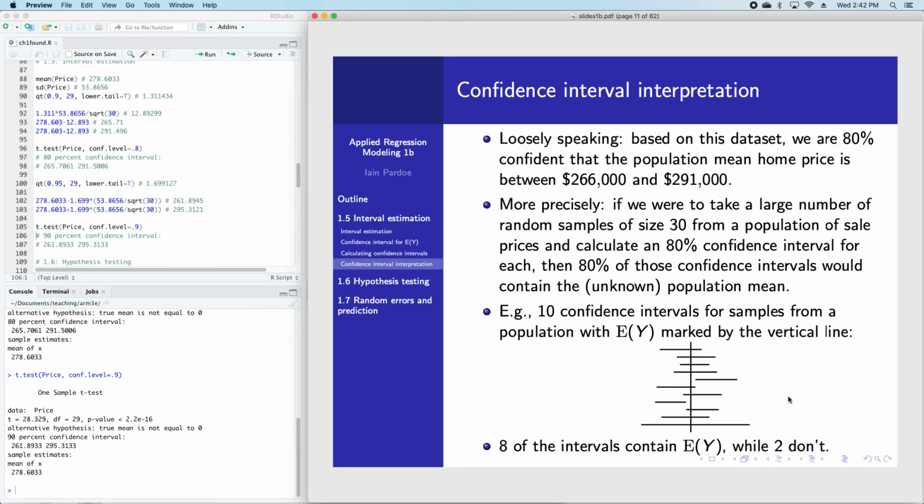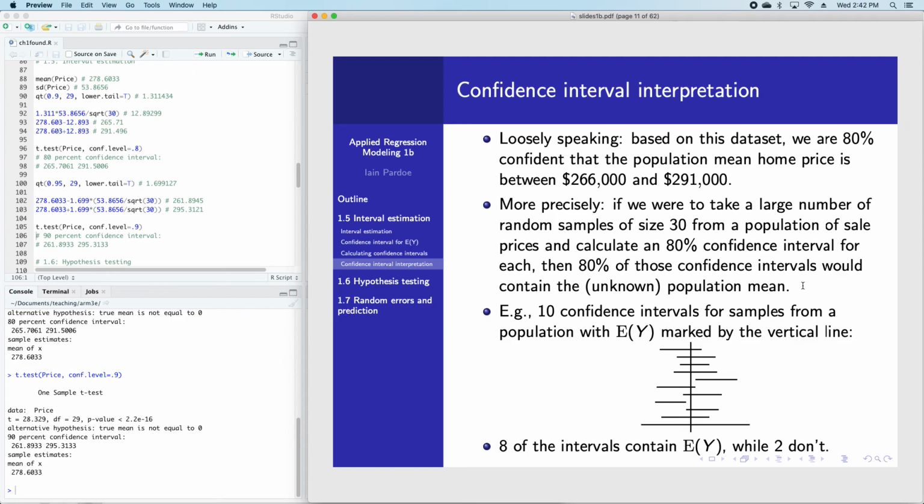So that's a more in-depth explanation of what a confidence interval means. So it's nice to be able to understand this, but in practice, when you're interpreting confidence intervals, you pretty much want to stick with this interpretation up here, because this is the one that's easier to say, but what's going on behind the scenes is this interpretation here.